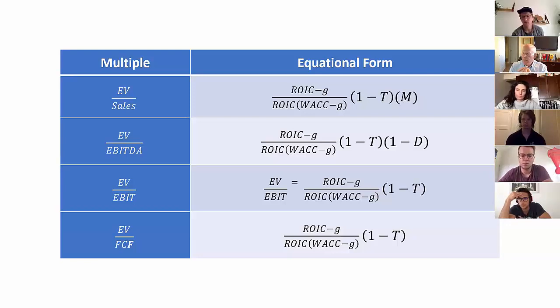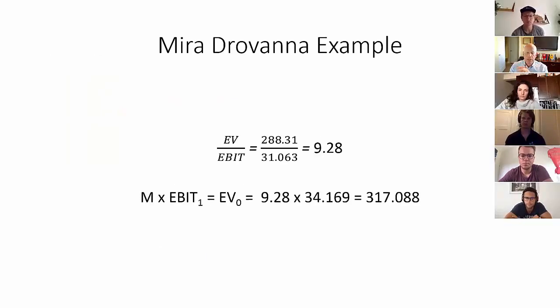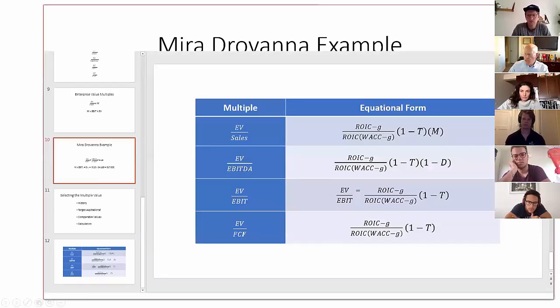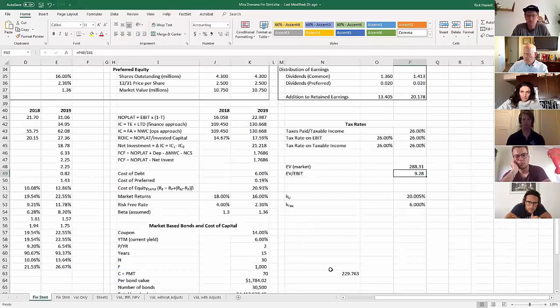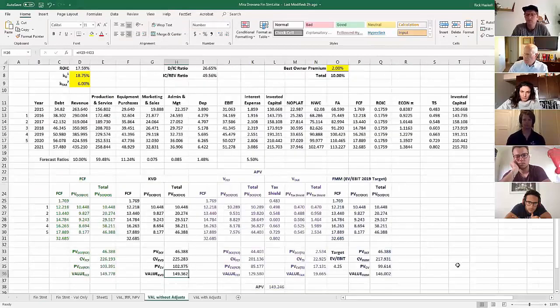Any other questions you might have about the use of this? I want to go back to my estimation. 317. When I applied that 9.28 times EBIT multiple to this company's EBIT, I come up with 317. Well, what number was I coming up with when I was using the free cash flow model? I think I was coming up with 149, right? Well, that is a big, big difference between 149 and 317.